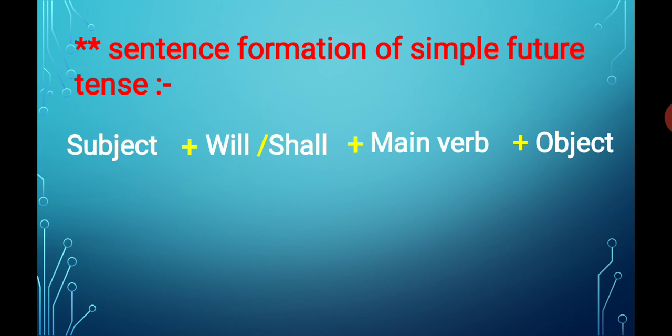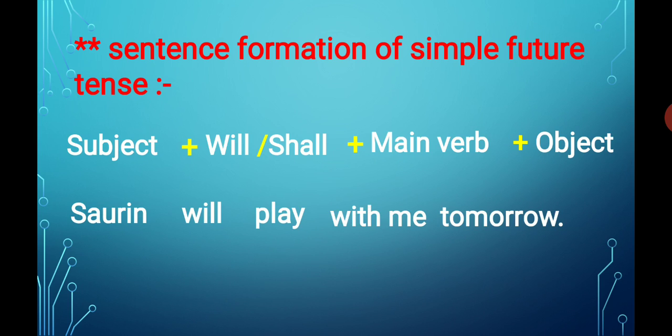Let's see the example as per the sentence formation. So what is the subject? Here I am taking Saurin as a subject, then will or shall is will, main verb is play. So what is the verb in a future tense? Will play.